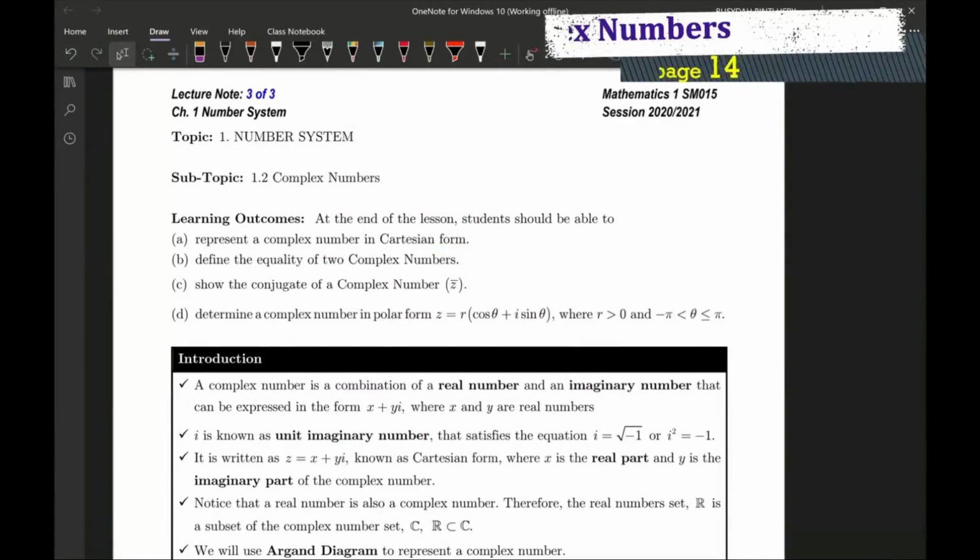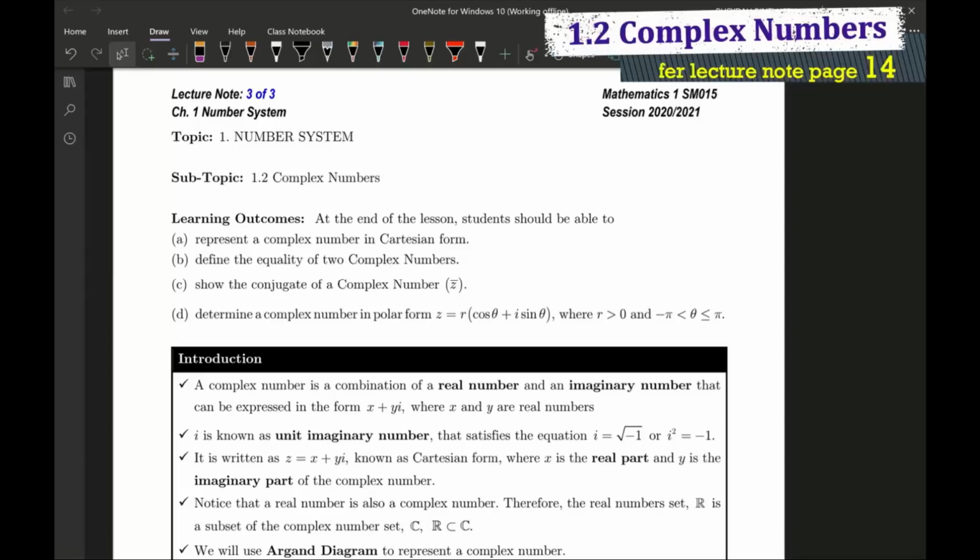Hello everyone, it's me again. We are on our lecture note 3 of 3, still under chapter 1, topic number system, subtopic complex number.